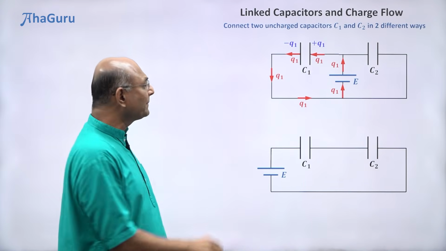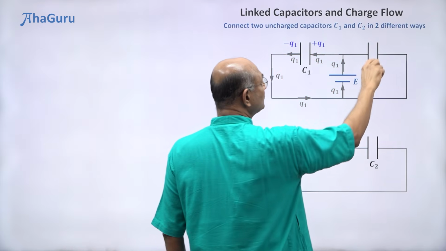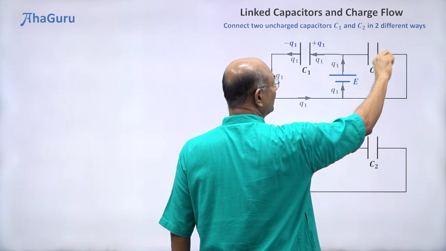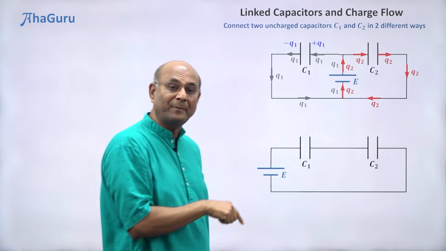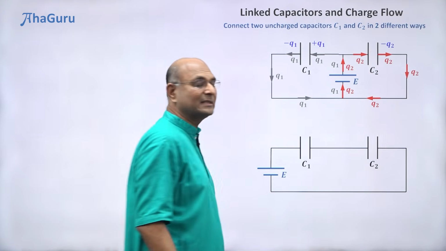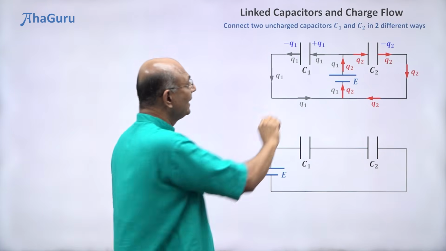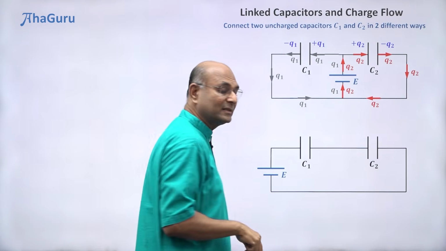To understand what happens with C2, let me gray this out and focus on C2. This battery is going to pull a charge Q2 from here, and it's going to take it around like that and deposit it on the other plate. Now, because Q2 was pulled out like that, this plate is going to get a charge of minus Q2. And because we deposited it here, we are going to have a plus Q2 on this plate.